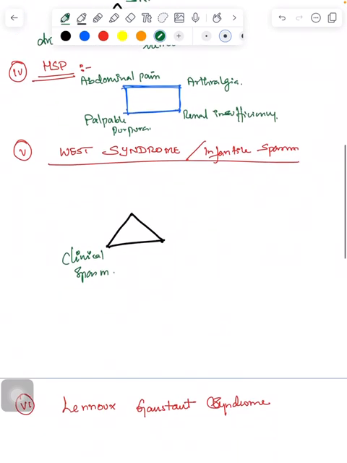Next, coming to West syndrome, which has now been renamed infantile spasm. You have a triad composed of clinical spasms, developmental delay and the specific EEG finding, which is hypsarrhythmia. So this forms the triad of infantile spasm.